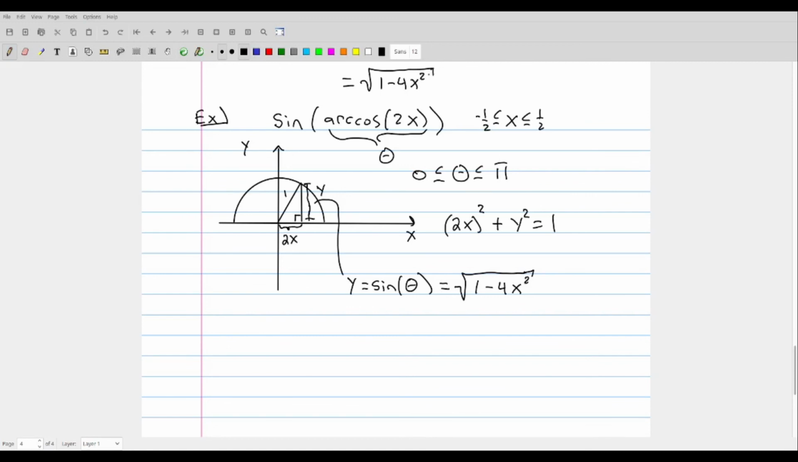So this is a very, very powerful tool, these inverse trig functions, because they can all be related to one another and they can all be used to simplify things algebraically.